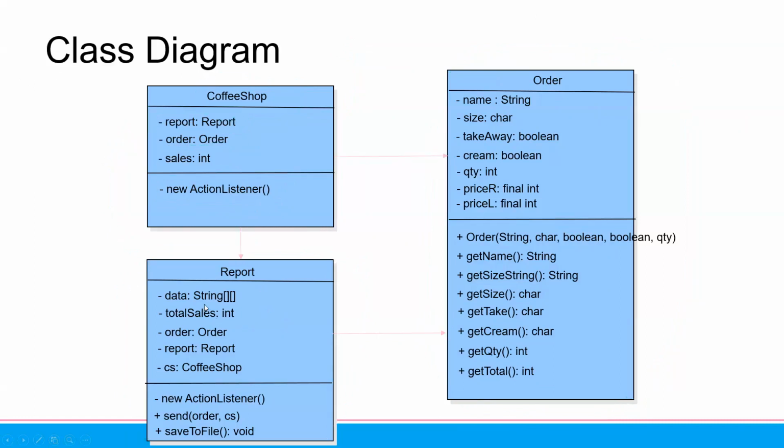In this case, the report contains data members. We have data, which is a string with 2 dimensions of array. And then we have total sales, which is integer. And then we have order, which is an object of the order, and report, which is an object of the report. And we have CS, which is an object of the coffee shop. We call those the data instances. And we have the new action listener. We will create these 2 methods, send and save to file.